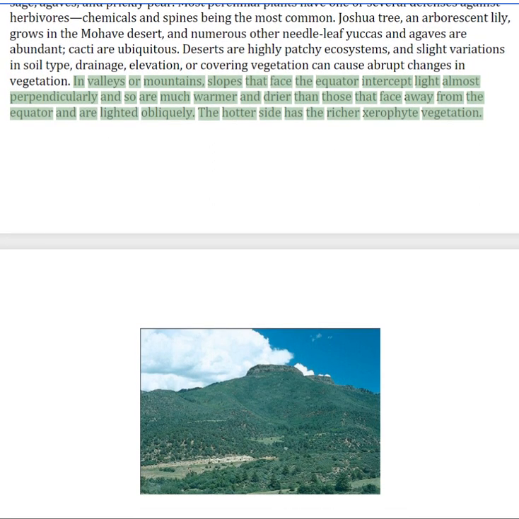In valleys or mountains, slopes that face the equator intercept light almost perpendicularly and so are much warmer and drier than those that face away from the equator and are lighted obliquely. The hotter side has the richer xerophyte vegetation.